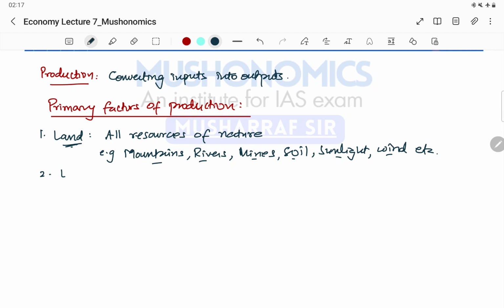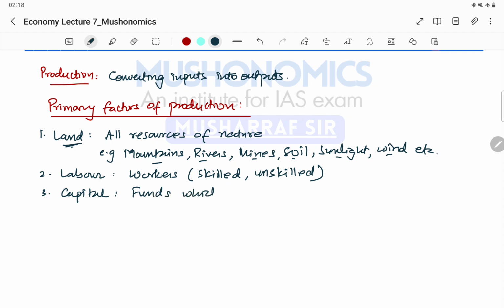Okay. Second is labor. Labor is nothing but workers. Workers may be skilled, may be unskilled, both skilled as well as unskilled. This is labor. And third is capital. I hope you can recall the discussion over capital good and consumer good. So capital is nothing but funds which are used to buy capital goods, known as capital. We will discuss more about capital goods today, so no need to worry if you are not able to recall.